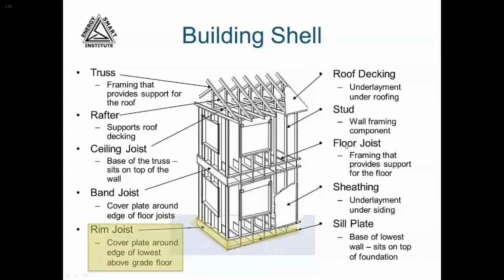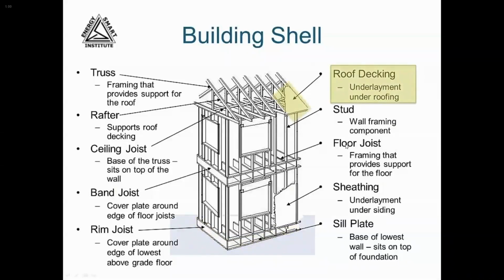Now, these two terms, band joist and rim joist, are used differently by different trades and different people. Some say that the band joist is the cover plate that follows the lengthwise wood, and the rim joist is the cover plate around the edge of the floor that has the squares, the cover over the ends of the floor joists. But to be consistent with most HERS raters, the rim joist is the cover plate around the entire floor joist area of the lowest floor at the top of the foundation, and the band joist is the cover plate around the edge between any above-grade floors.